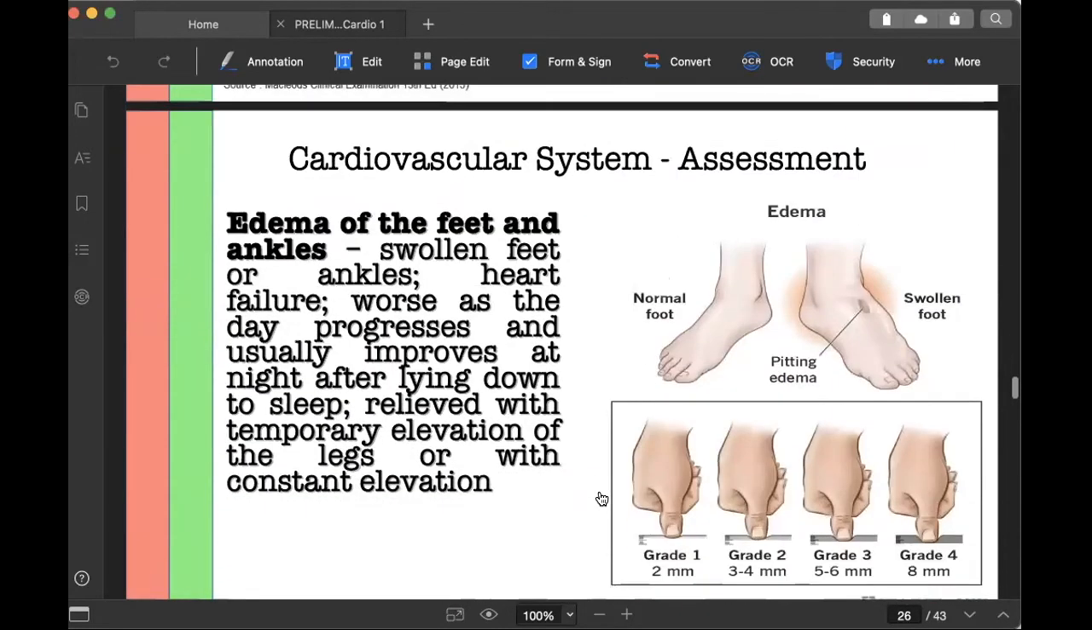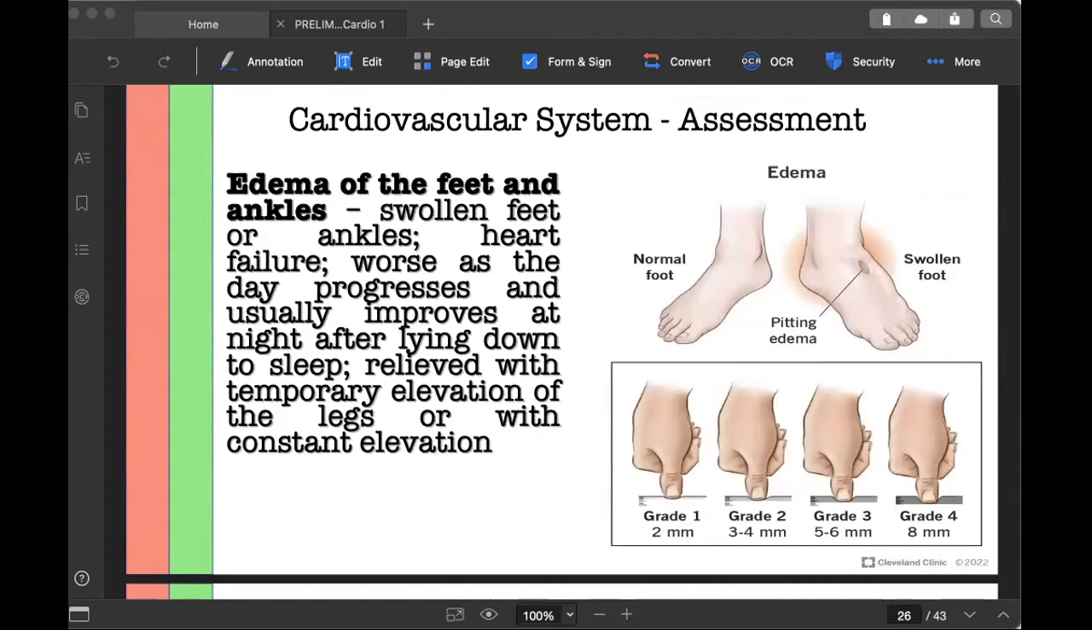Okay. Another thing that we can assess in clients is edema. So we have pitting and non-pitting edema, and it's here that you can properly grade the edema depending on its severity.